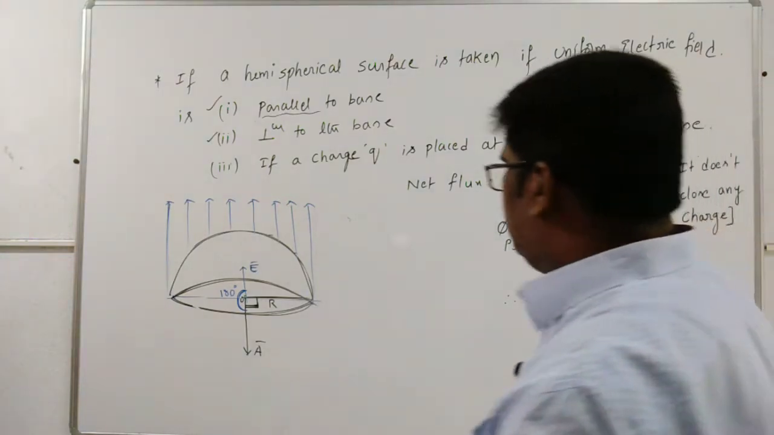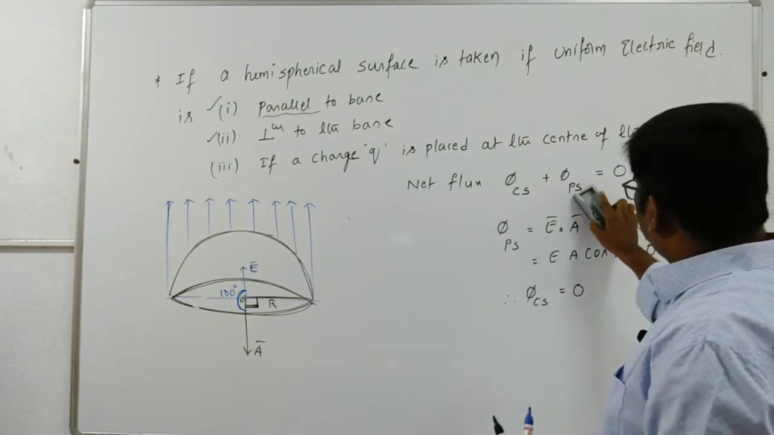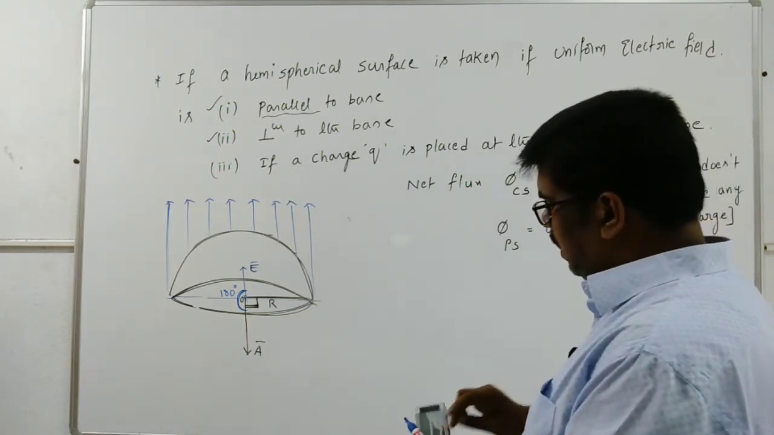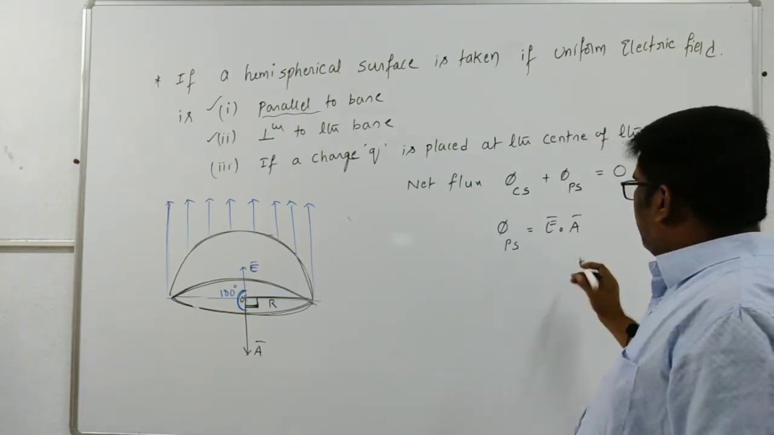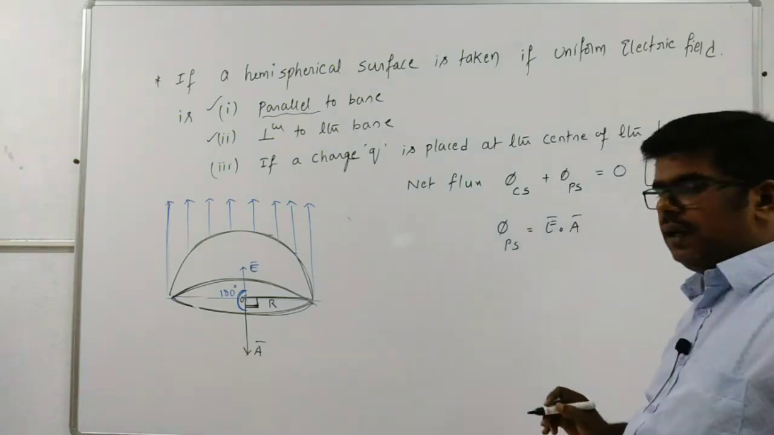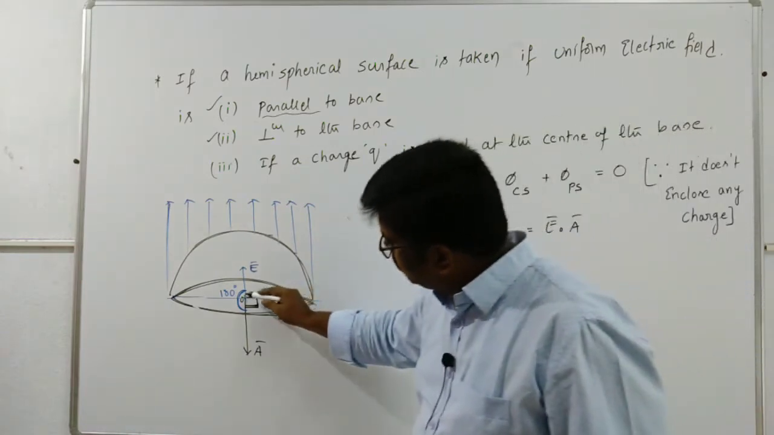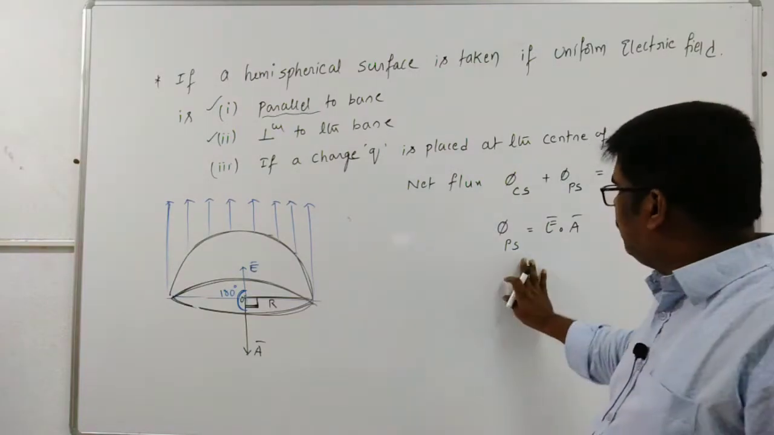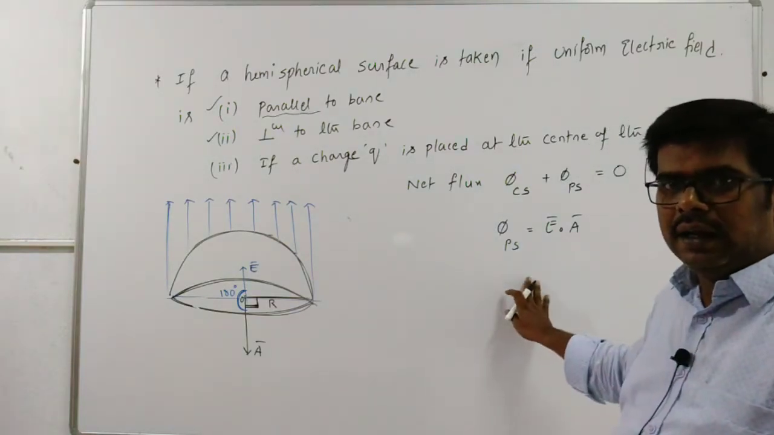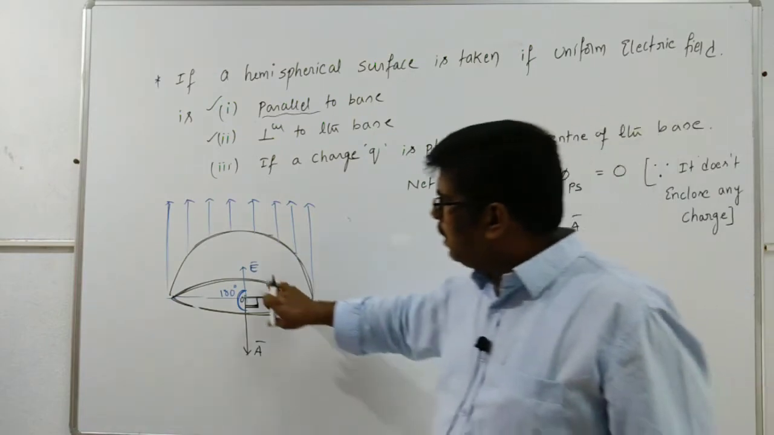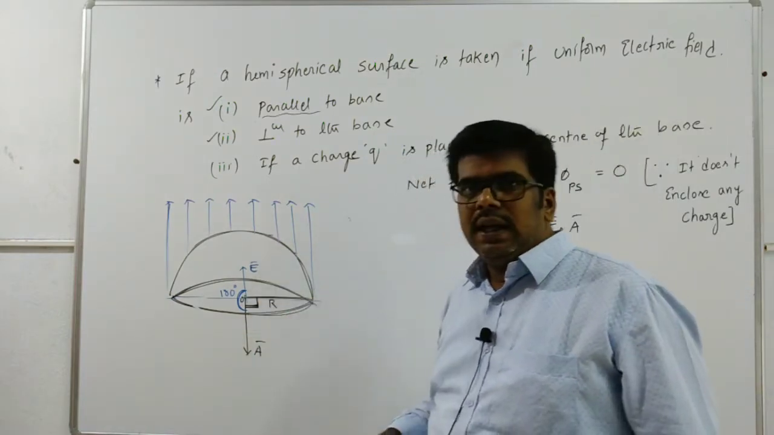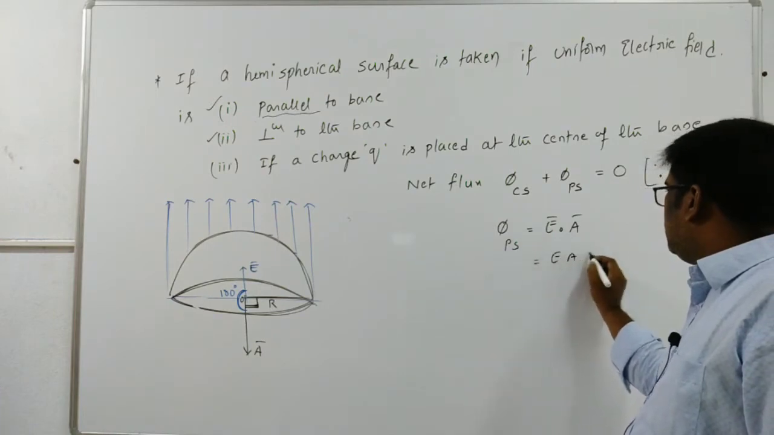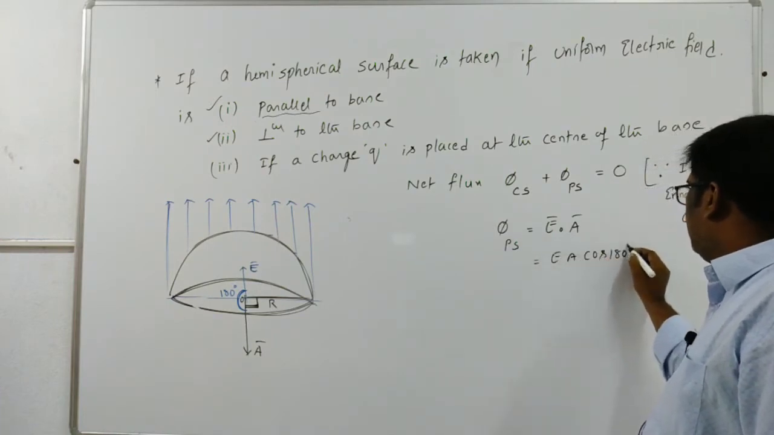But here you can do one thing. What about the plane surface here? The flux through plane surface is nothing but the scalar product of electric field intensity and area vector. So what is the angle between these two? 180 degrees. In the earlier case it was perpendicular, that's why flux through plane surface was 0. But here it is not like that, because the angle between electric field intensity and area vector is 180 degrees, so flux is not 0. So we can write EA cos 180.